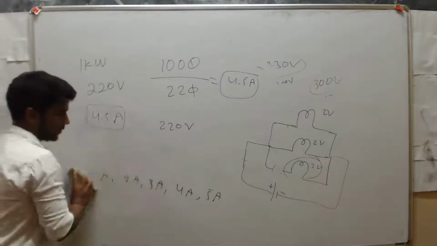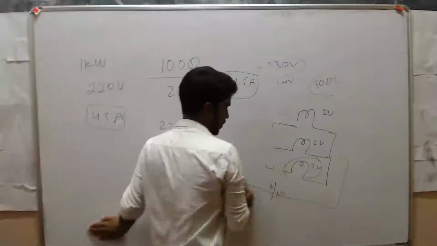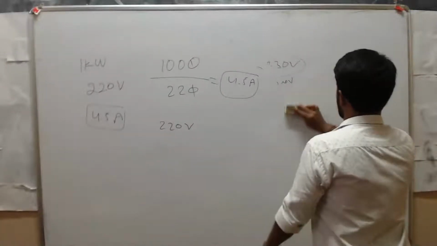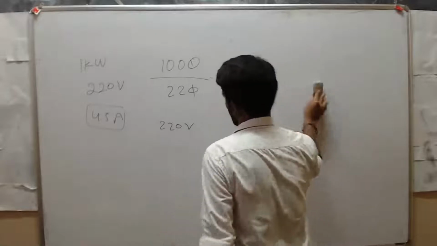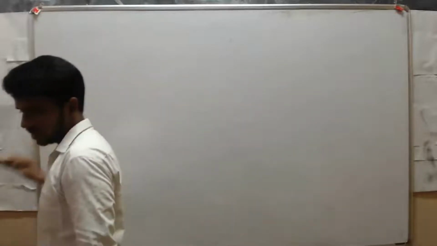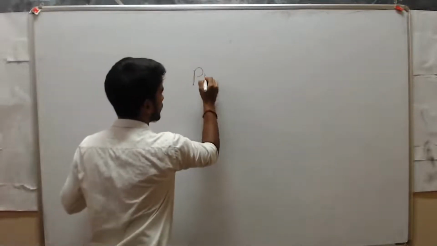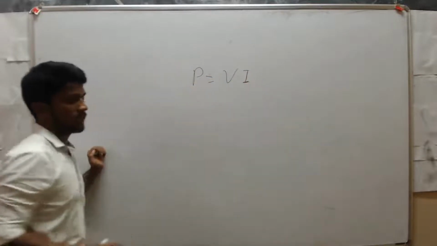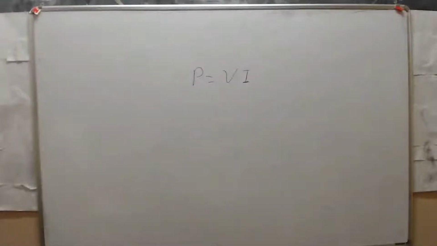Next, we move to electrical power. Already you know, right? What is power? Power means work done in a given time. So in the previous class, we got this expression: P is equal to V into I. When you multiply voltage and current, you will get the power.